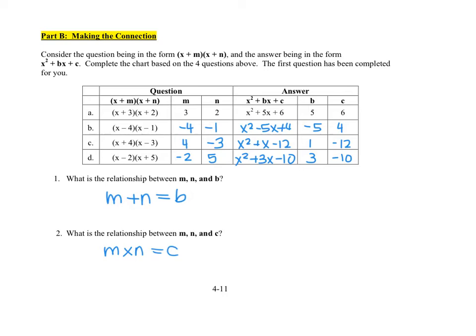Now we're going to use this connection to factor our expressions. So if I were to start with this equation here, if I can find two numbers that add up to 5 and multiply to 6, I would get these m and n values, which I can then just place in my brackets.